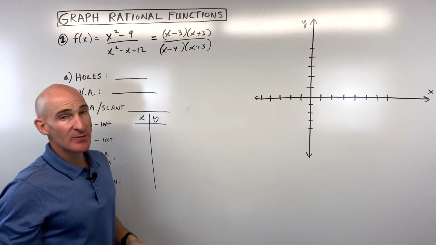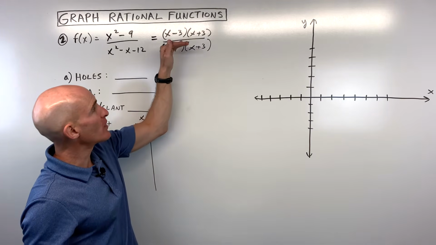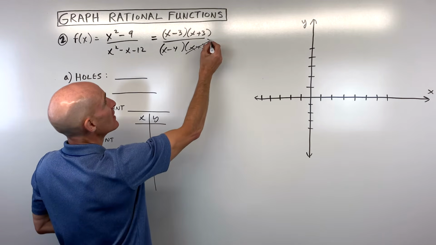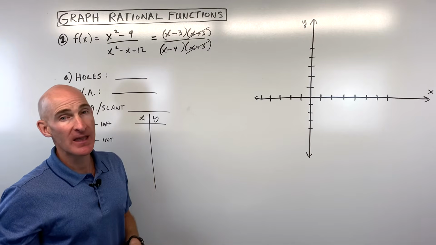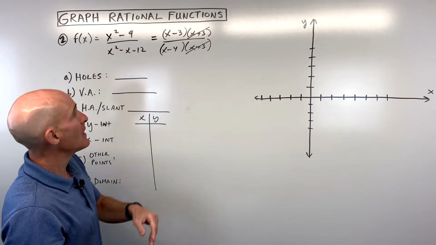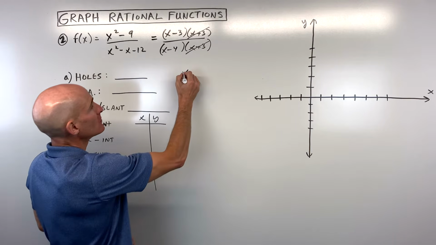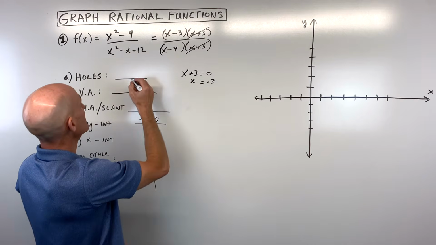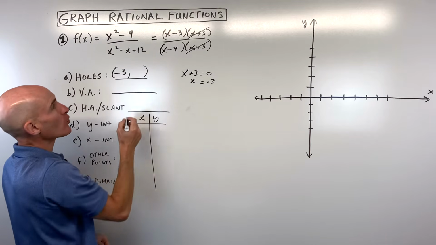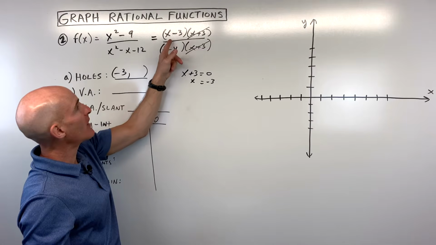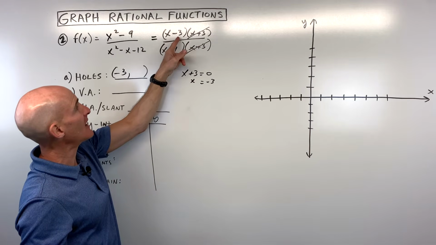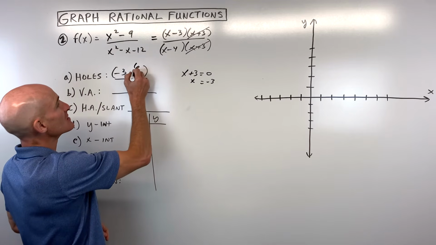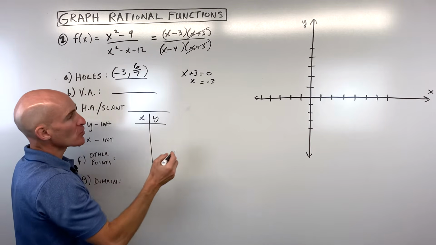And the reason we do that is because we're looking to see if there are any factors in the numerator that cancel with factors in the denominator. And in this case, you can see that the x plus 3's are going to cancel. And what that tells us is that we're going to have a hole in our graph. If you set x plus 3 equal to 0 and solve, we get the x coordinate of the hole, which is negative 3. To find the y coordinate of the hole, we take the negative 3 and put it back into what's left here. So we get negative 6 over negative 7, which is 6/7. So let's go ahead and plot that on our graph.